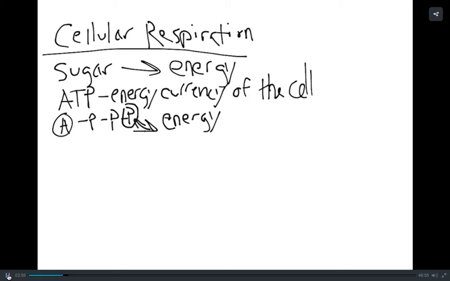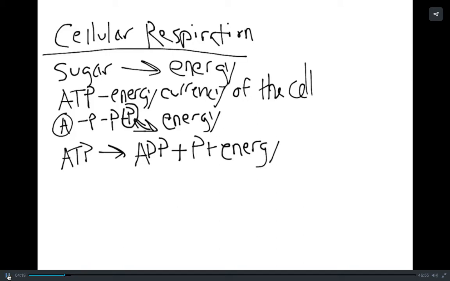So we will have ATP, and we break off a phosphate to get ADP, adenosine diphosphate, plus a phosphate group, plus energy. So that ATP, this energy currency of the cell, is really what's being created. That's the most important product in cellular respiration.